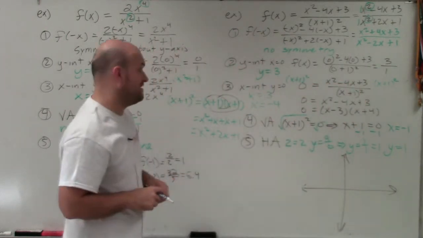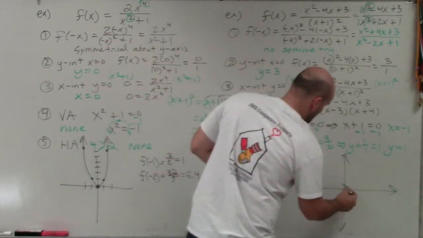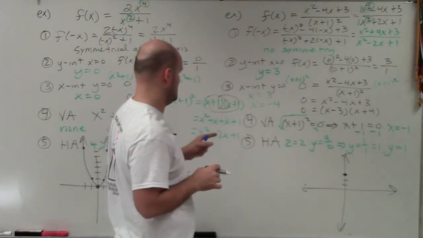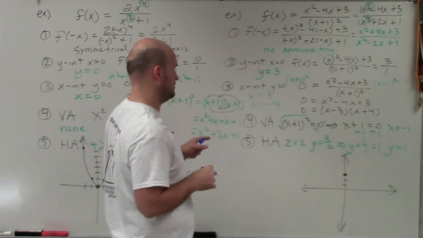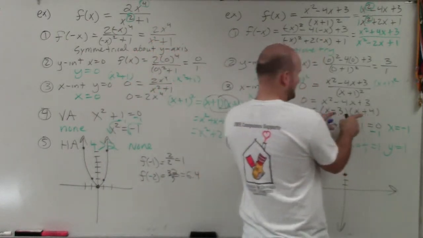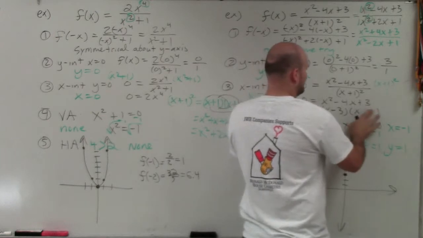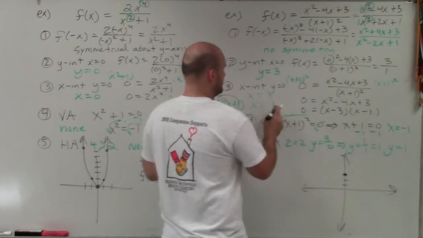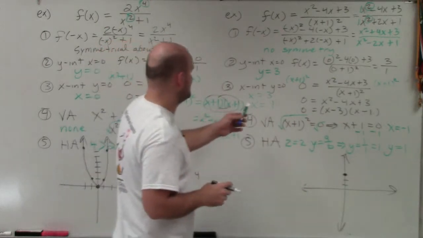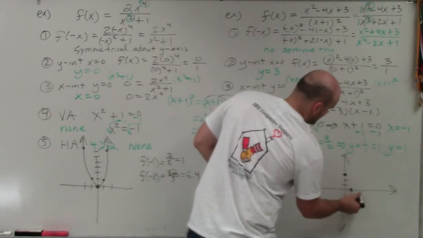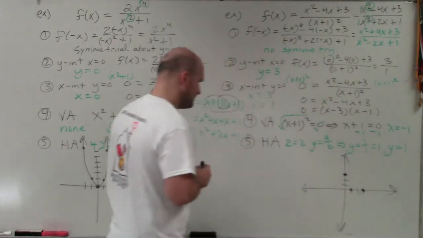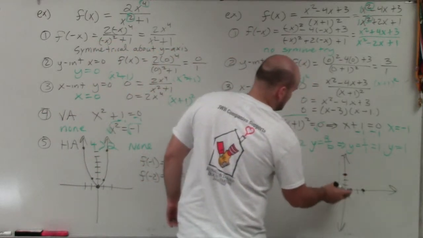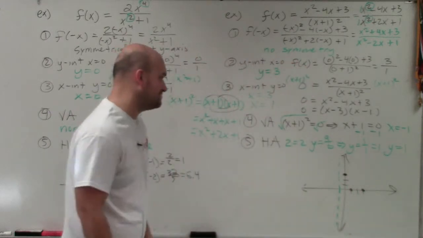OK, so we don't have any symmetry, but we have a y-intercept at 3. We have an x-intercept at, oh, shoot. What am I doing? How did I get that? That's so wrong. It's -1 and -3 and -1. So that becomes a +1. I don't know what the heck I was thinking. OK, so I have x-intercepts at 1 and 3. Vertical asymptote is at -1. And horizontal asymptote is at +1.